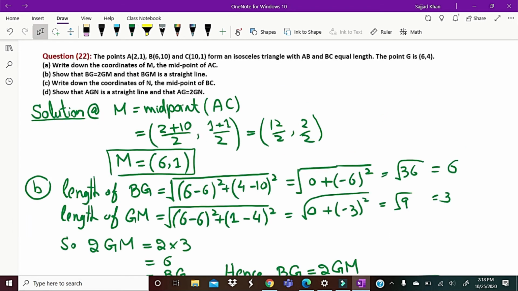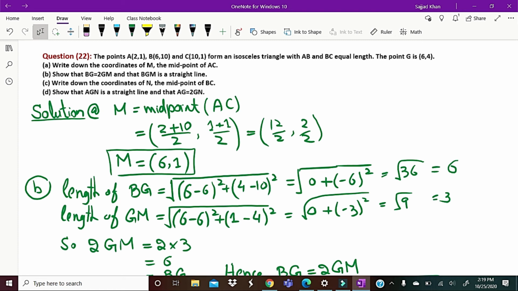Number 22, the last one. You are given three points of an isosceles triangle. Question number 22: the points A, B, and C form an isosceles triangle with AB and BC of equal length. So the sides AB and BC have the same length. You're given another point G, which is (6, 4). Part A: write down the coordinates of M.